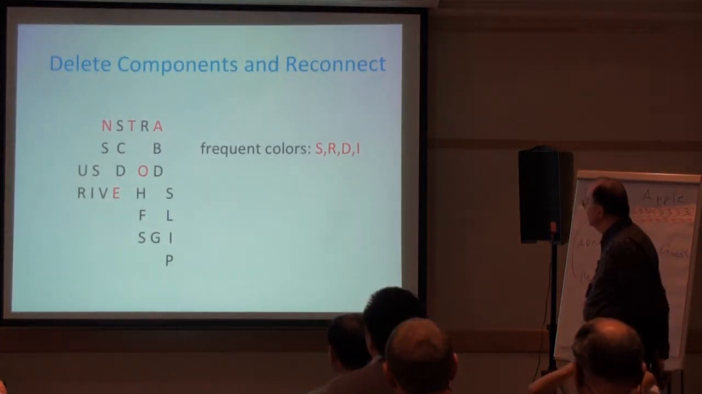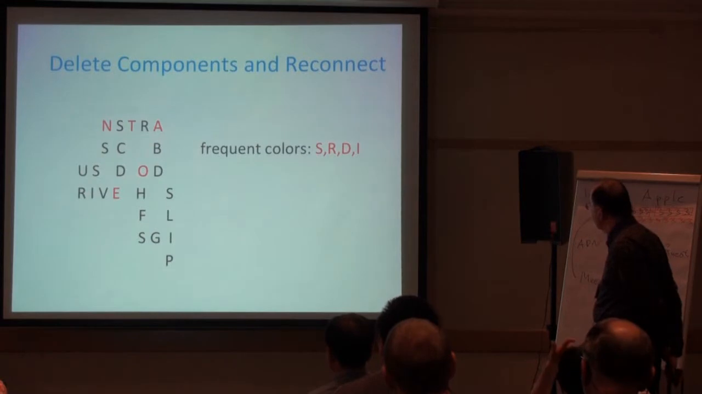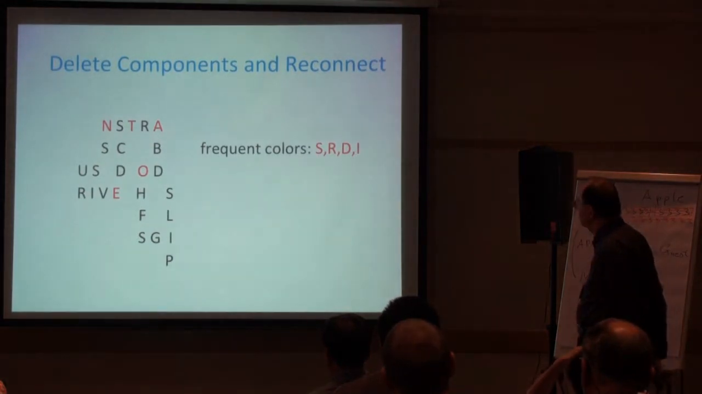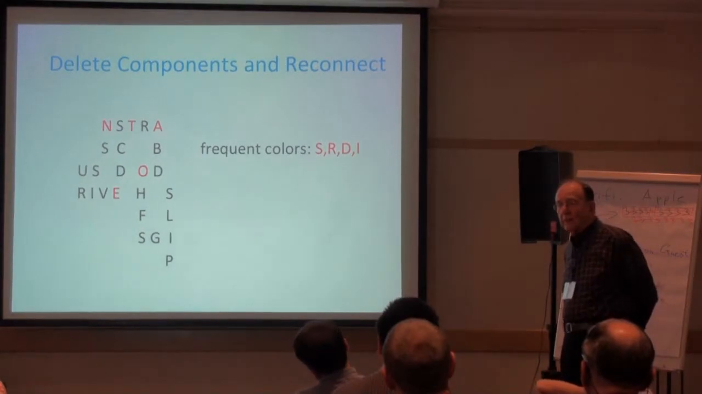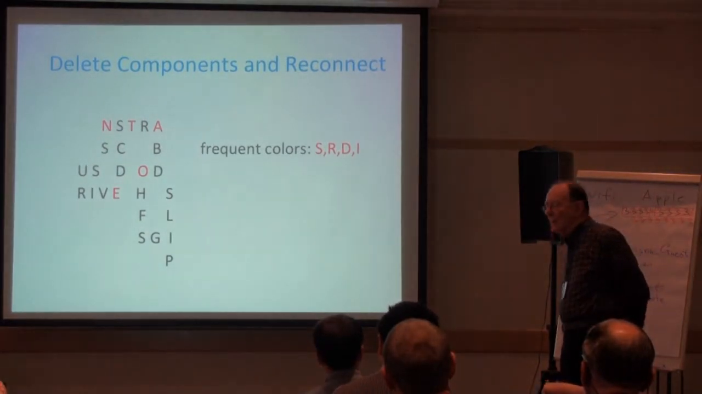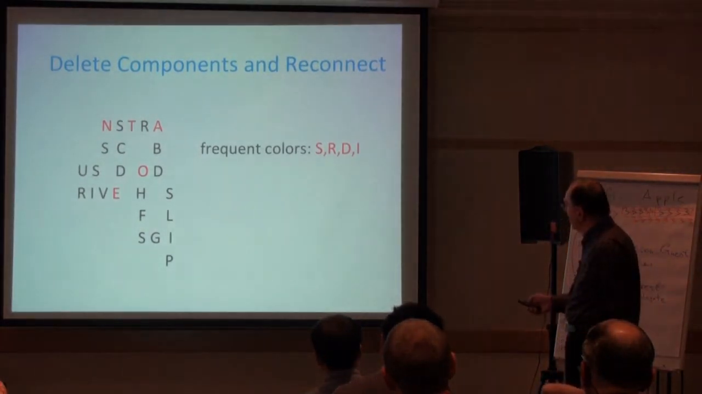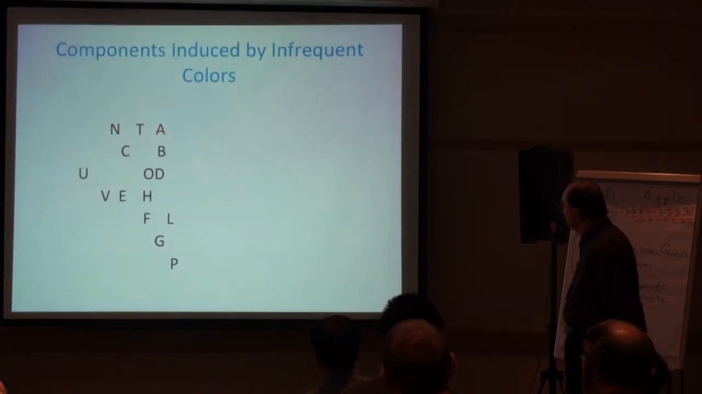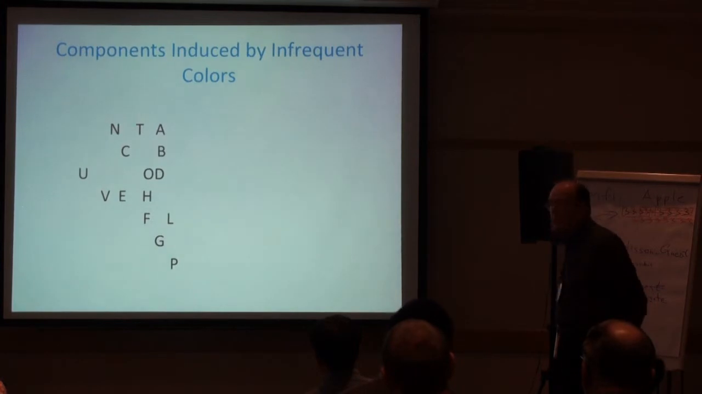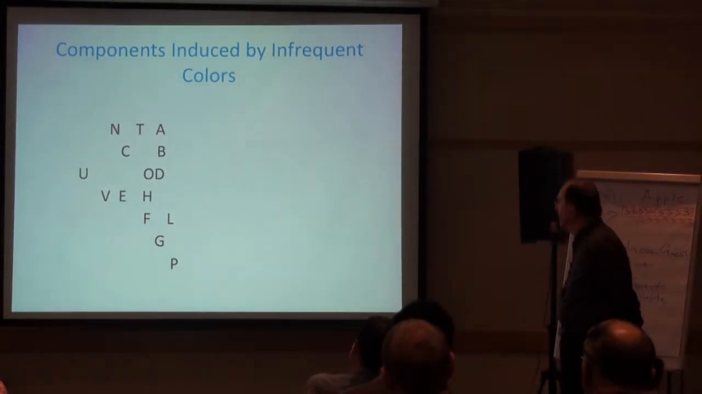So in this reduced structure, the frequent colors are S, R, D, and I, so we delete those colors, look at the components that remain and try to reconnect them with additional vertices of the original graph. So this is what happens when we prune away the frequent letters.